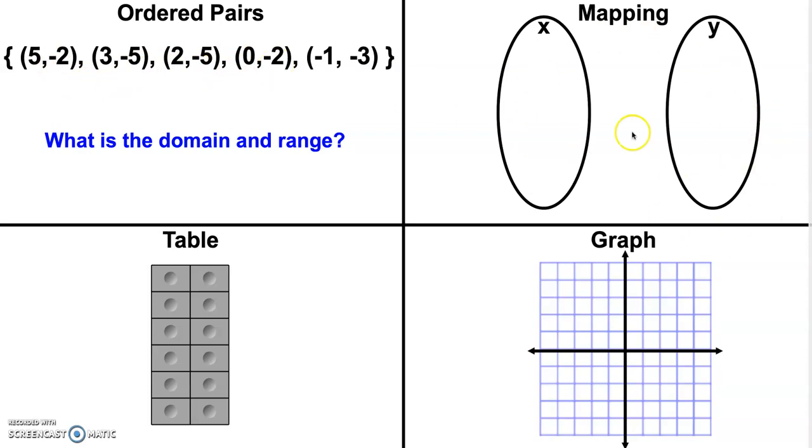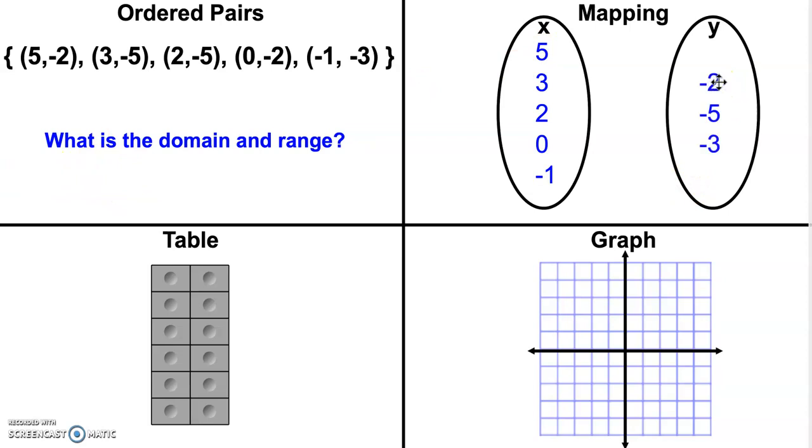But the mapping is actually a way to organize our ordered pairs to show us the domain and range. The mapping, we have circles for x and y values, so we can pick out from those points that our domain should be 5, 3, 2, 0, and -1. Now, of course, we would list them in order from least to greatest, so we would actually list them as -1, 0, 2, 3, and 5 when listing our domain.